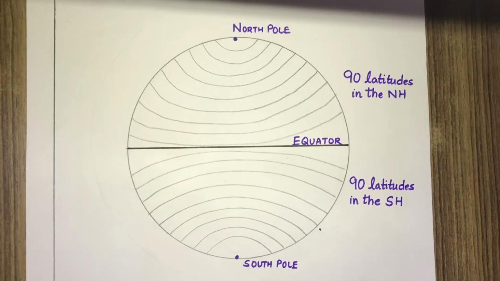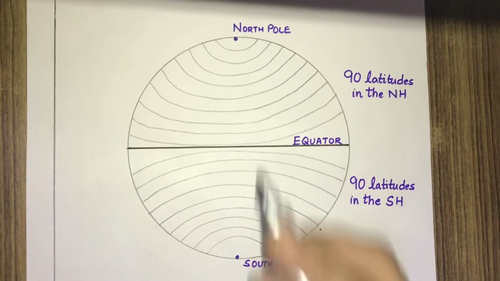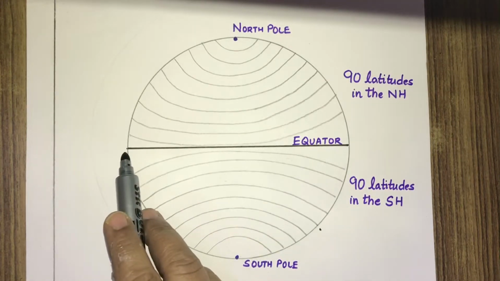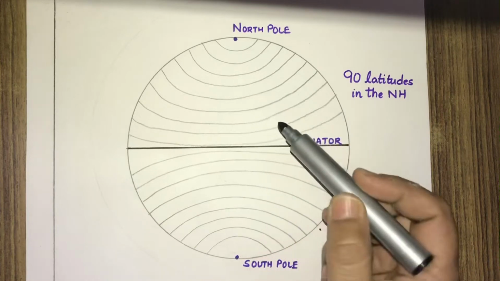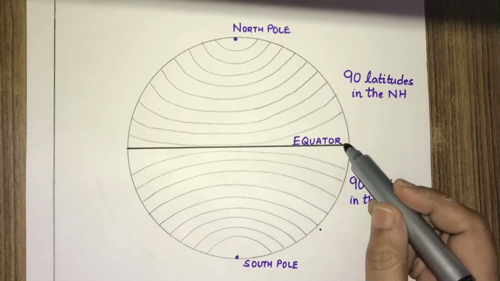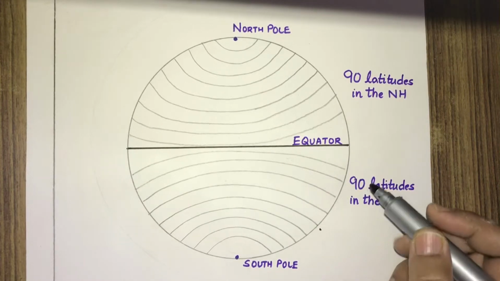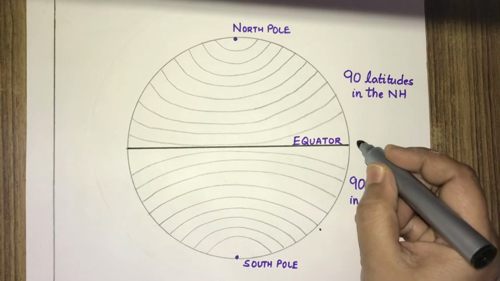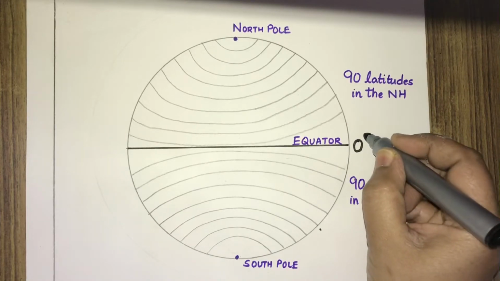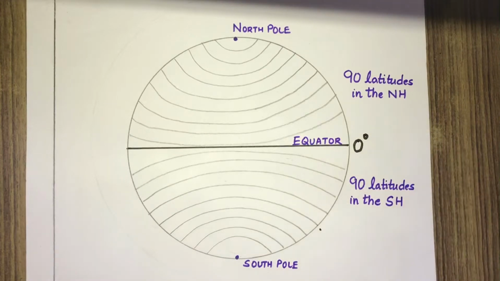Children, in this video we are going to learn about latitudes. We all learned in the previous video that the imaginary line that divides the earth into two equal halves is called the equator. Now we will take this equator as a baseline. Just remember one thing, that the equator is marked at 0 degree.